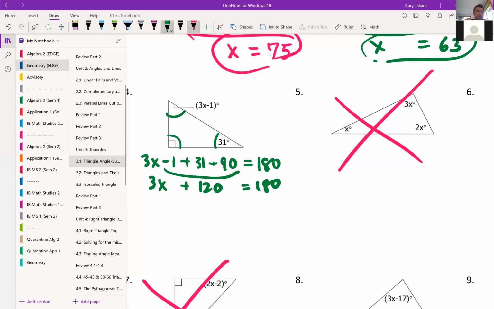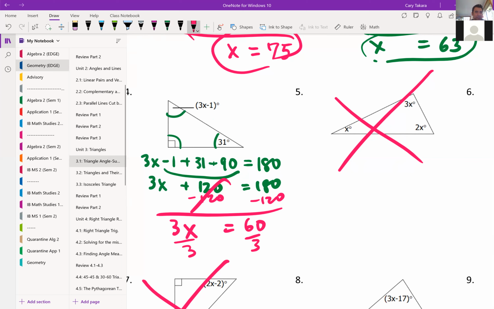Okay. Then I'm going to subtract 120. 3x equals, what is that, 60? Divide by 3, divide by 3. So x equals 20. Yeah?